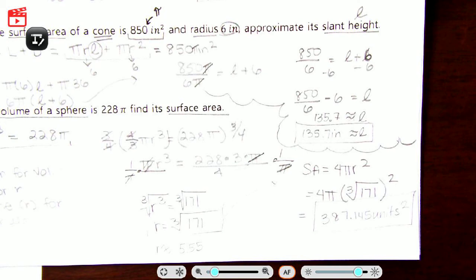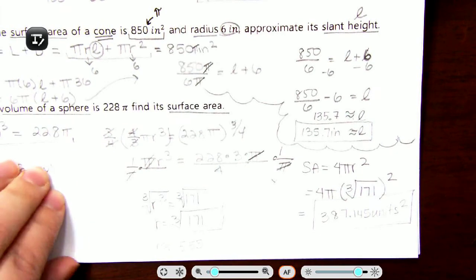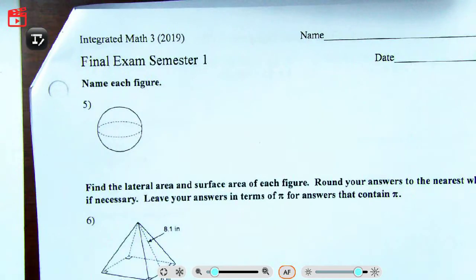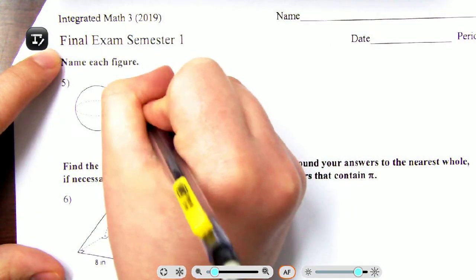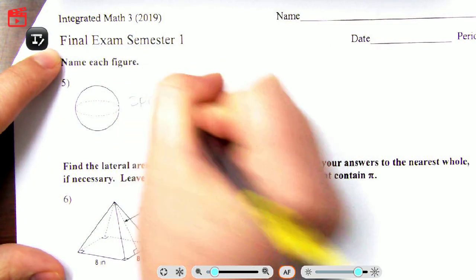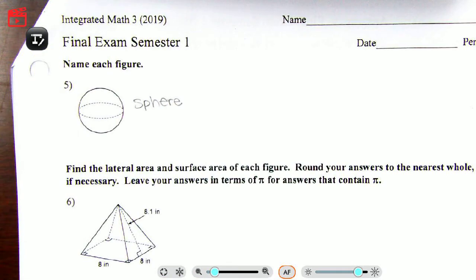All right, so that was 1, 2, 3, 4. Now we're moving on to number 5. Name each figure for number 5. This one here is a sphere. There you go, and you just got a point for naming it. Make sure you know how to name it. Find the lateral area and surface area of each figure. Round your answer to the nearest whole if necessary. Leave your answer in terms of pi for answers that contain pi.